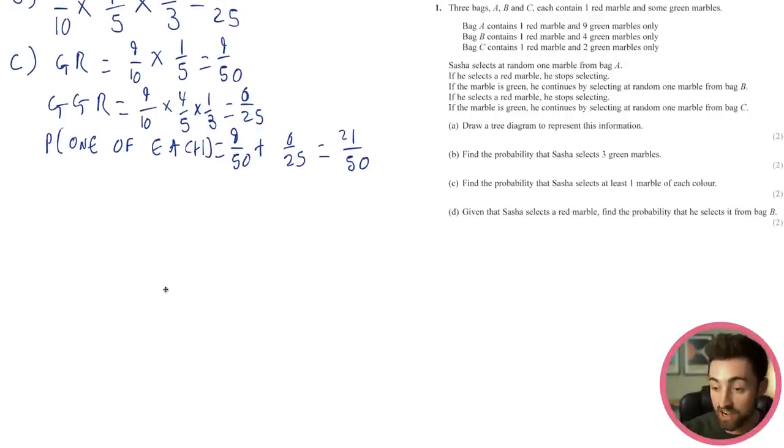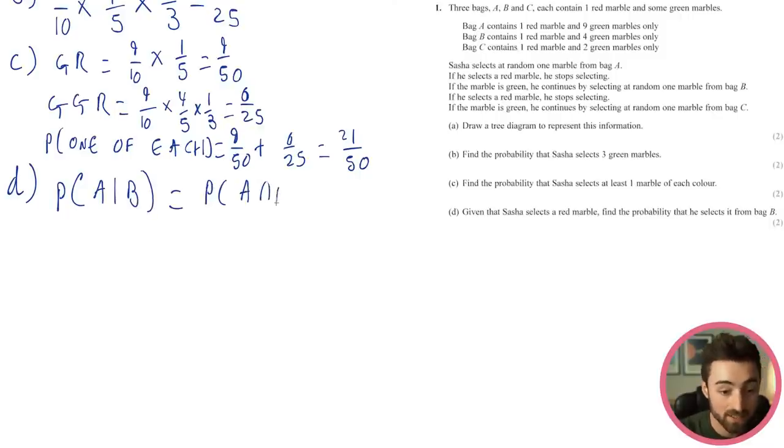Given that Sasha selects a red marble, find the probability that he selects it from bag B. Okay. Anytime you see this word, given, you're thinking instantly, conditional probability. And every time you think conditional probability, you need to think of the conditional probability formula. That simply is the probability of A given B equals the probability of A and B divided by the probability of B. I cannot stress enough how important this is. This formula changes everything. It is so much easier to work with. If I have this A given B, it's hard for me to make easy, logical suggestions. However, as soon as I get it into these probabilities, I can really easily read things off and say, oh, probability of B, well, that's just that.